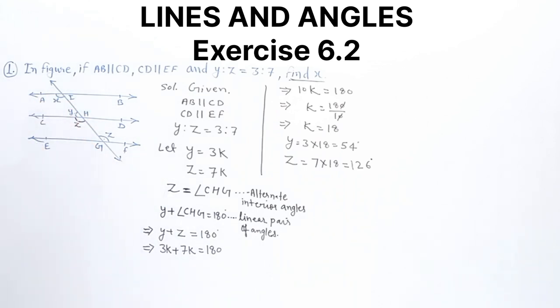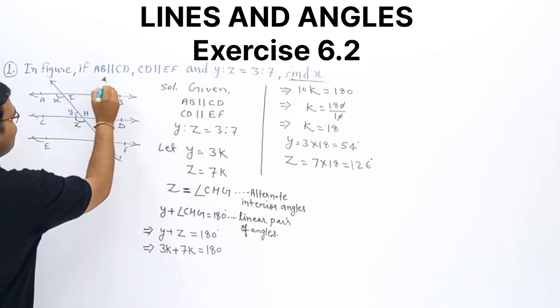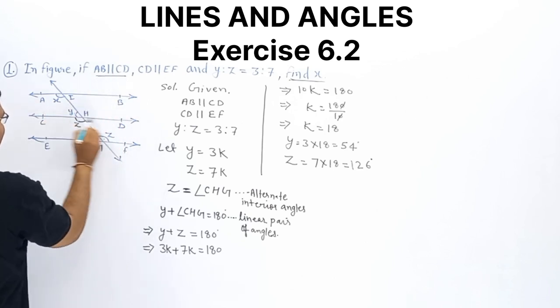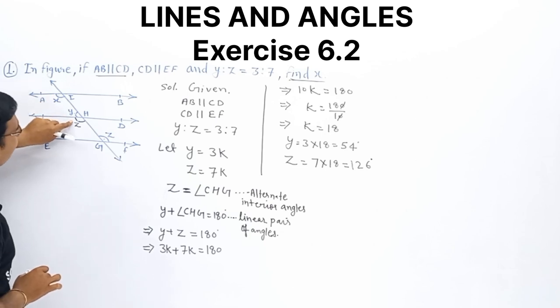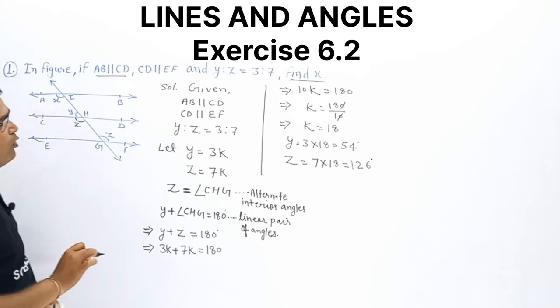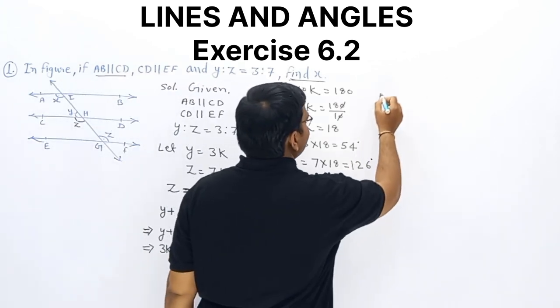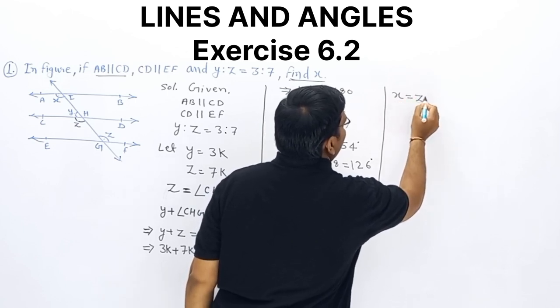Now observe what we can say. This line is parallel to this one. It is given in the question: AB is parallel to CD. It means this x will be what? X will be the corresponding angle of z. Yes or no? X equal to z. What we can say? Observe, x equal to z.